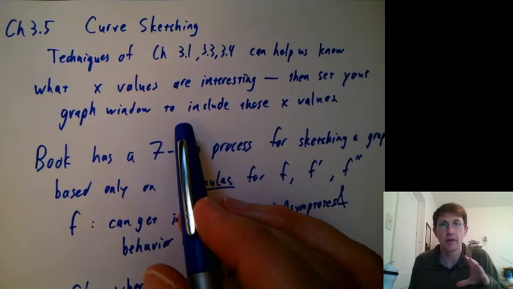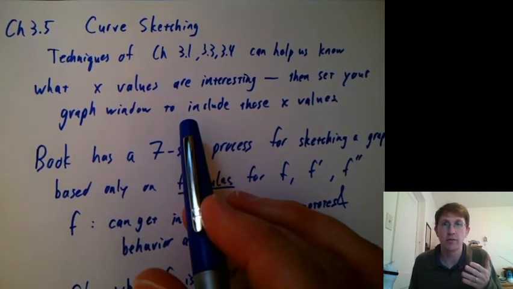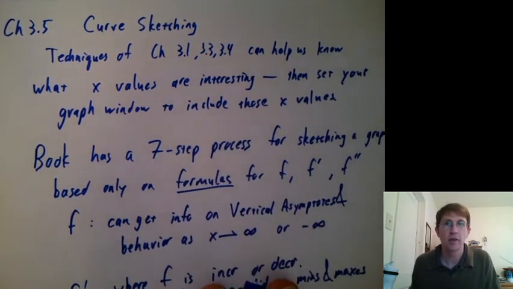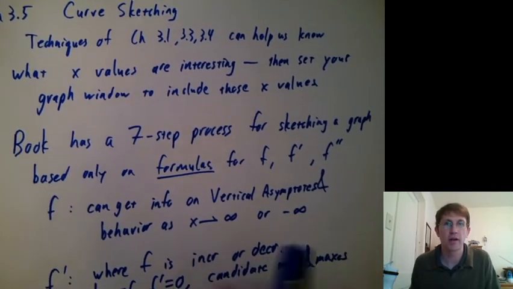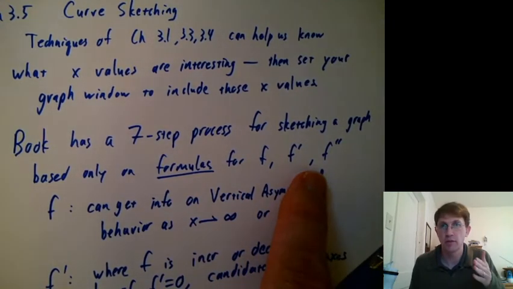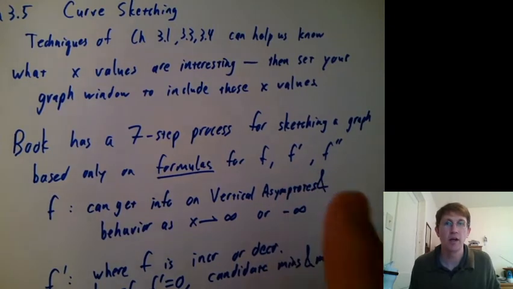Then you can auto-scale the y-axis, but they have no way of determining what the interesting range of x values is. So here in chapter 3.5, we're kind of putting that knowledge together with knowledge about increasing and concave down and all kinds of stuff. The book has a 7-step process for sketching a graph based only on the formulas for f prime and f double prime, so you should go read that. I'm not going to just read it out loud to you.